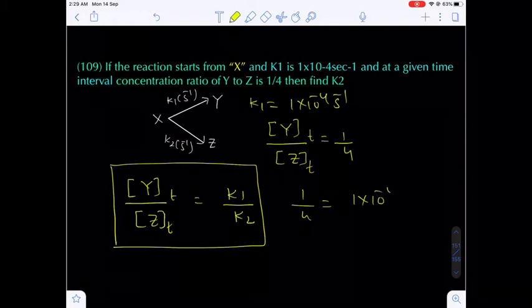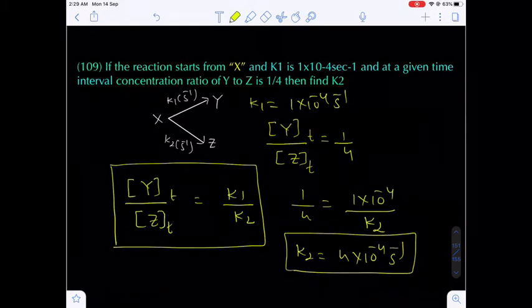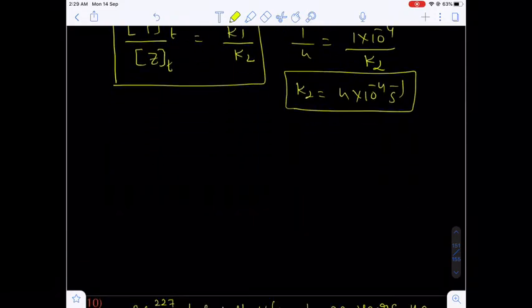And what is the K1 value? 1 into 10 raised to minus 4. So you can find the K2 value. Yes, K2 will be 4 times the K1. K2 will be 4 times the K1. Are you getting my point?